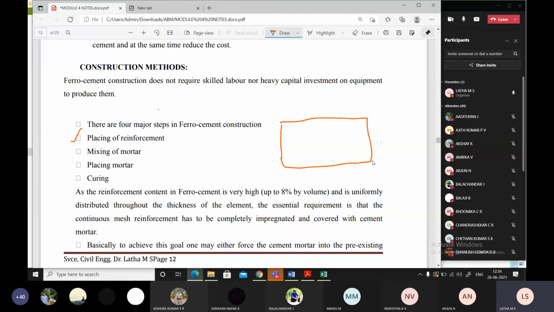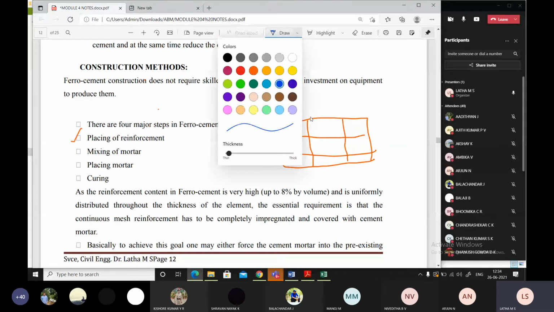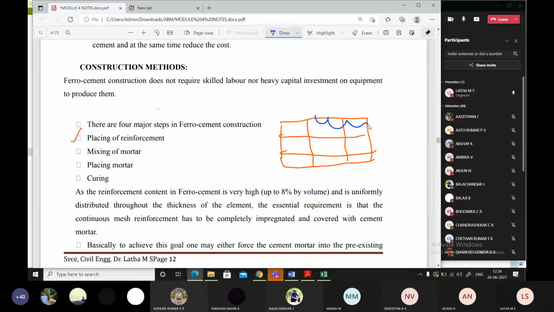Yes or no, students? Yes, ma'am. You found that steel bars were tied up with a mesh. Some chicken mesh or so many meshes are available. After that, he kept this aside and started with the mortar mix.